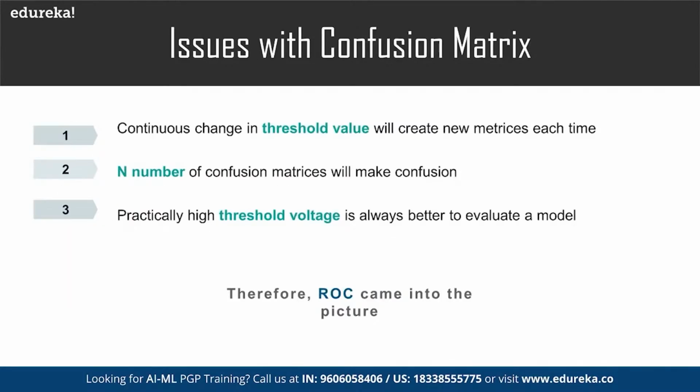And next one, issues with this. What are the limitations of the confusion matrix? Why are there different evaluation metrics when we have such a confusion matrix in place? I already talked about it.